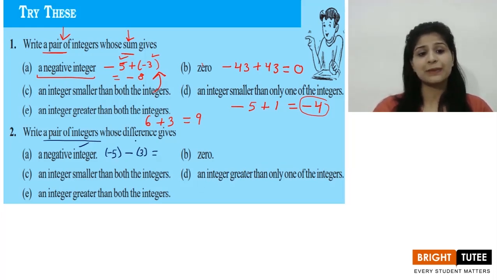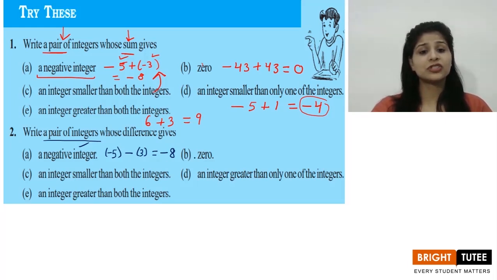So what we are doing? We are subtracting minus 5 and 3. What will be the answer? Minus 8. So we have given two integers minus 5 and 3, and when we subtract them, we get the answer as minus 8, which is a negative integer.